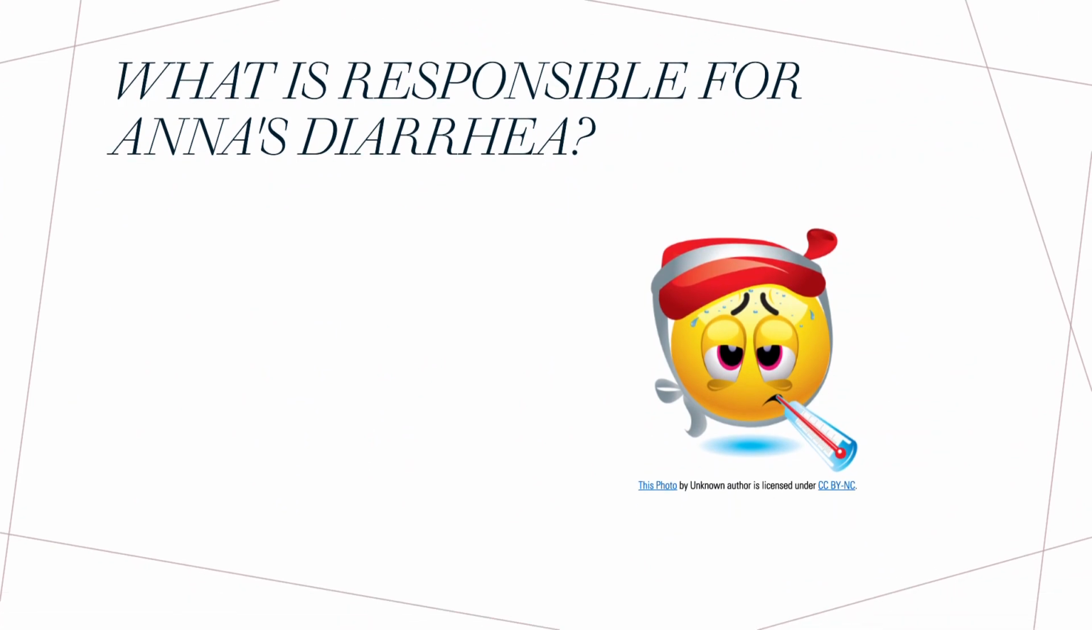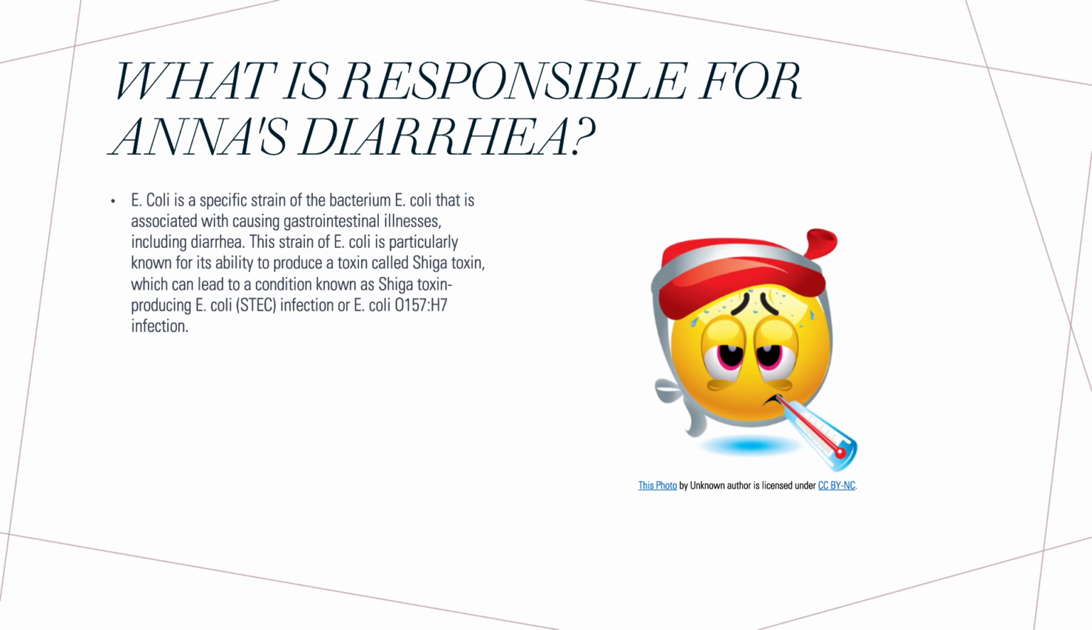What is responsible for Anna's diarrhea? E. coli O157 is a specific strain of the bacterium that is associated with causing gastrointestinal illnesses, including diarrhea. This strain of E. coli is particularly known for its ability to produce a toxin called Shiga toxin, which can lead to a condition known as Shiga toxin-producing E. coli infection. Some of the symptoms are diarrhea, abdominal pain, nausea and vomiting, fever, fatigue, and loss of appetite.